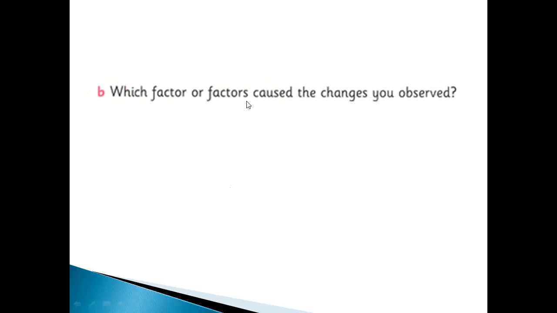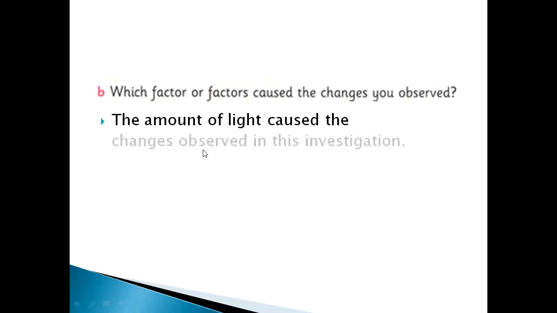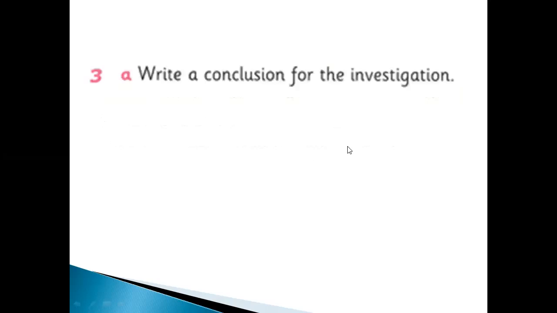Which factor or factors caused the changes you observe? You can write the amount of light caused the changes observed in this investigation. We have an investigation, an activity for what? To check the light, sunlight. Without light, can the plant grow or not? So the amount of light caused the changes observed in this investigation.